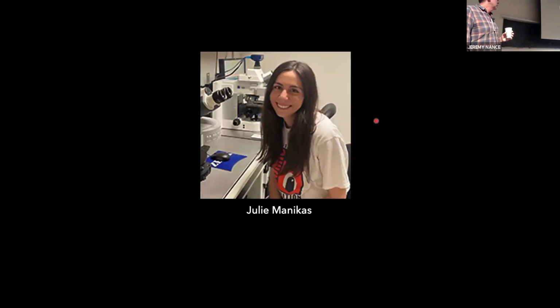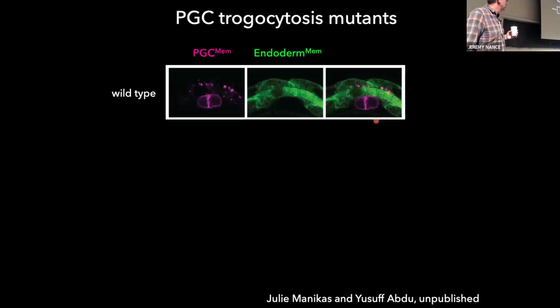Okay, this is the project of Julie Manikas, a current graduate student in the lab. And here are some examples of the mutants that she's been working with. So this is what a normal L1 larva looks like. These are the 2 PGC cell bodies. This is the debris of the lobes up inside the endoderm. You can see that this is the endoderm marker in green here.